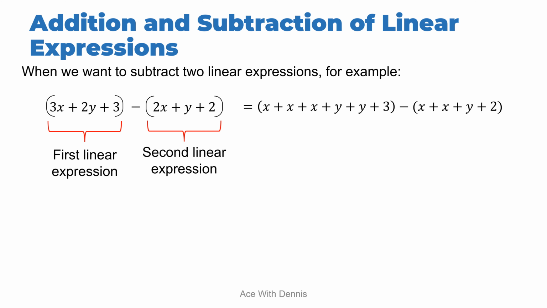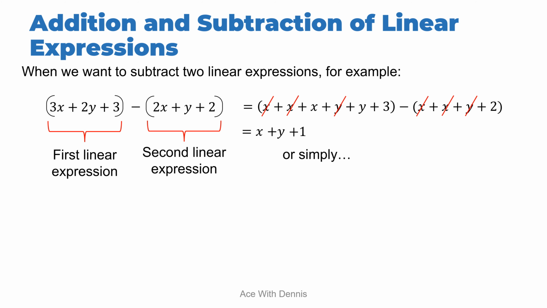So we can write it again as x plus x plus x plus y plus y plus 3 minus (x plus x plus y plus 2). So now x minus x, x minus x, and we are only left with 1x. Similarly for y, y minus y, and we are only left with 1y. So the constant term 3 minus 2, we get 1.